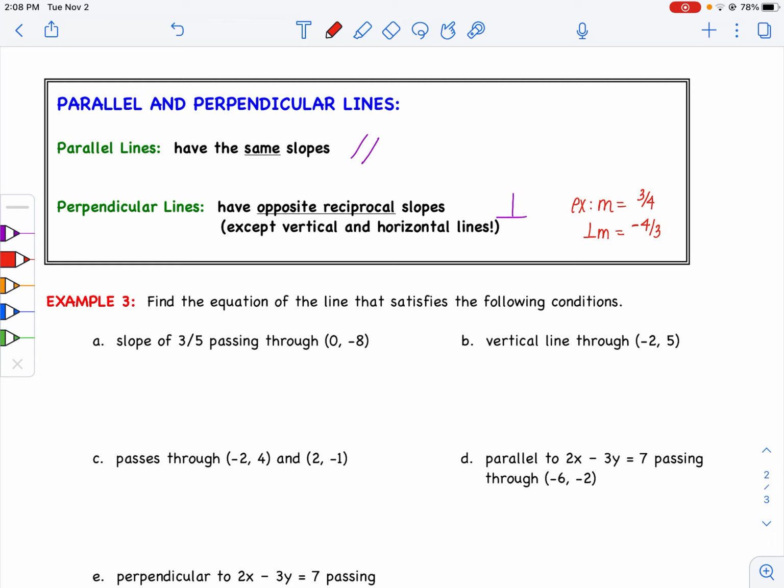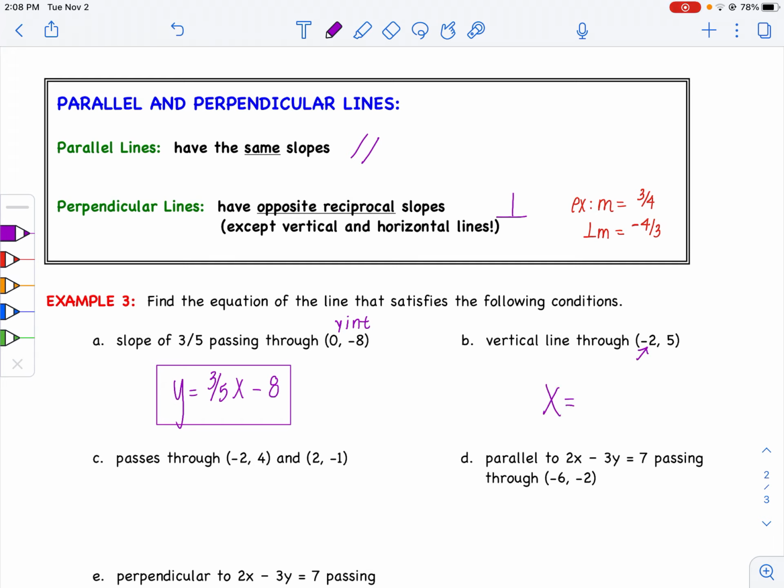So let's try a couple. Find the equation of the line that satisfies the following condition. I have a slope and a point. Now this is a very special point. This is the y-intercept. So I'm going to plug in to slope-intercept because I'm given the slope and the y-intercept. Y equals mx plus b. Vertical line, I know from above, vertical line just cares about the x. And my x in this case is negative 2.